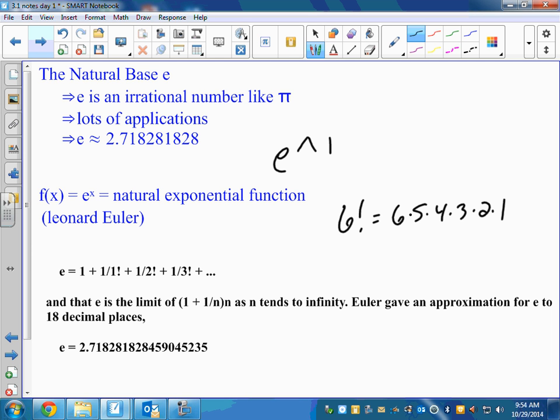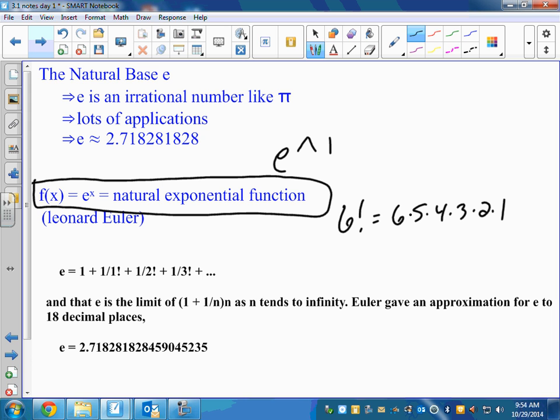Euler is the one credited with E. I don't know why he called it E. I like to say because his last name started with E, but I don't really know. But that's where this comes from. You're never going to have to know that, but just in case you were curious. But what you need to know is this.